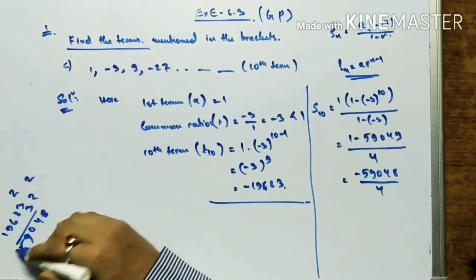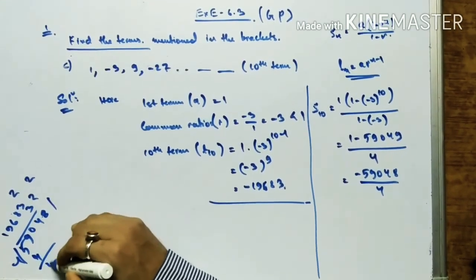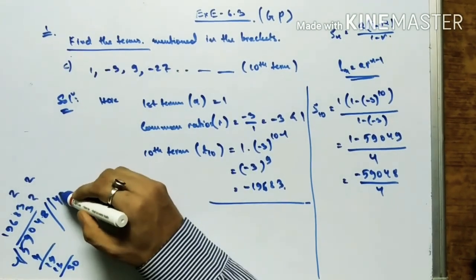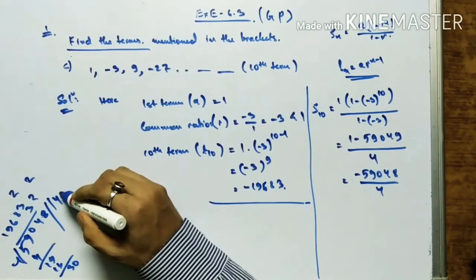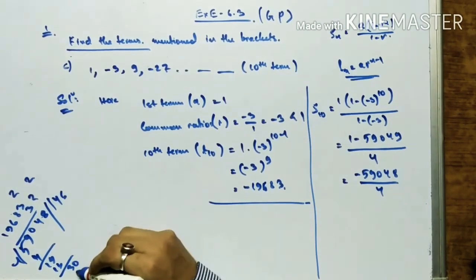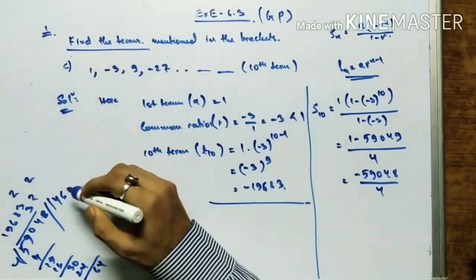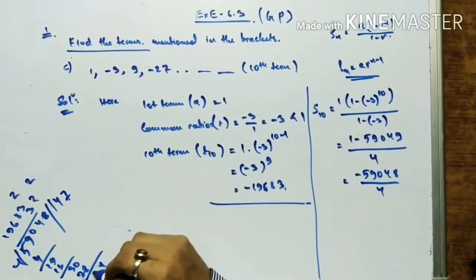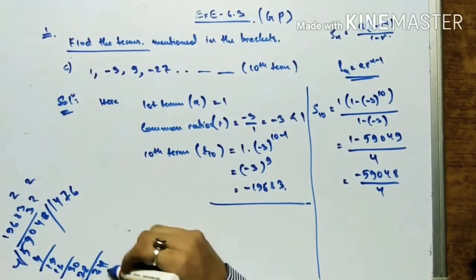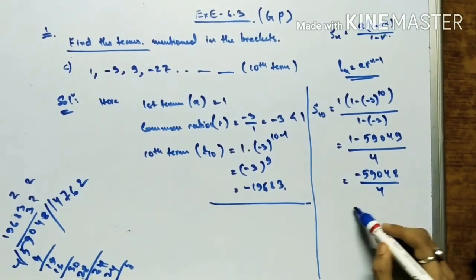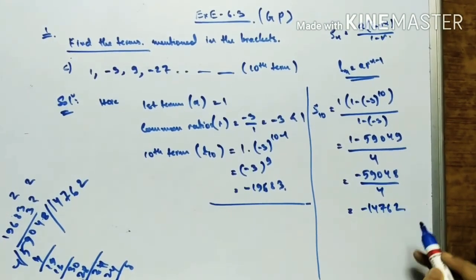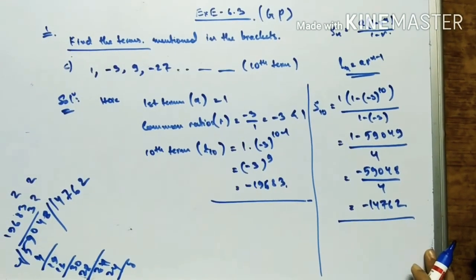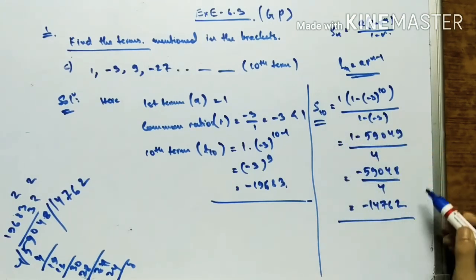If I divide it by 4, 4 1s are 4, 4 4s are 16, 4 5s are 20, 4 6s are 24, 4 7s are 28, and so on. Understand? Minus 14762 I will get. The sum of the GP up to the 10th term, S10. Okay.